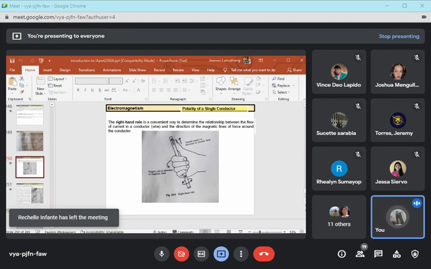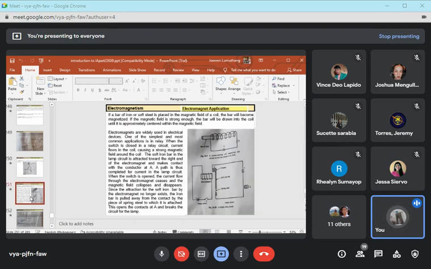Okay, so here, the right hand rule is a convenient way. I think you did this in your elementary. The right hand rule is a convenient way to determine the relationship between the flow of current in a conductor and the direction of the magnetic lines of force around the conductor. So the thumb points in the direction of current flow, that's the current. Then the fingers curl in the direction of the magnetic field. So that's the right hand rule.